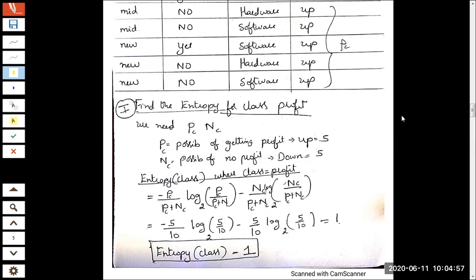So you have to compute the gain for each attribute: age, competition, and type. To compute the gain, we need the entropy of the class and the entropy of that attribute. It is entropy of age, entropy of competition, entropy of type. So we have started with the entropy of the class. You should compute how impure the class is, how much disorder there is.